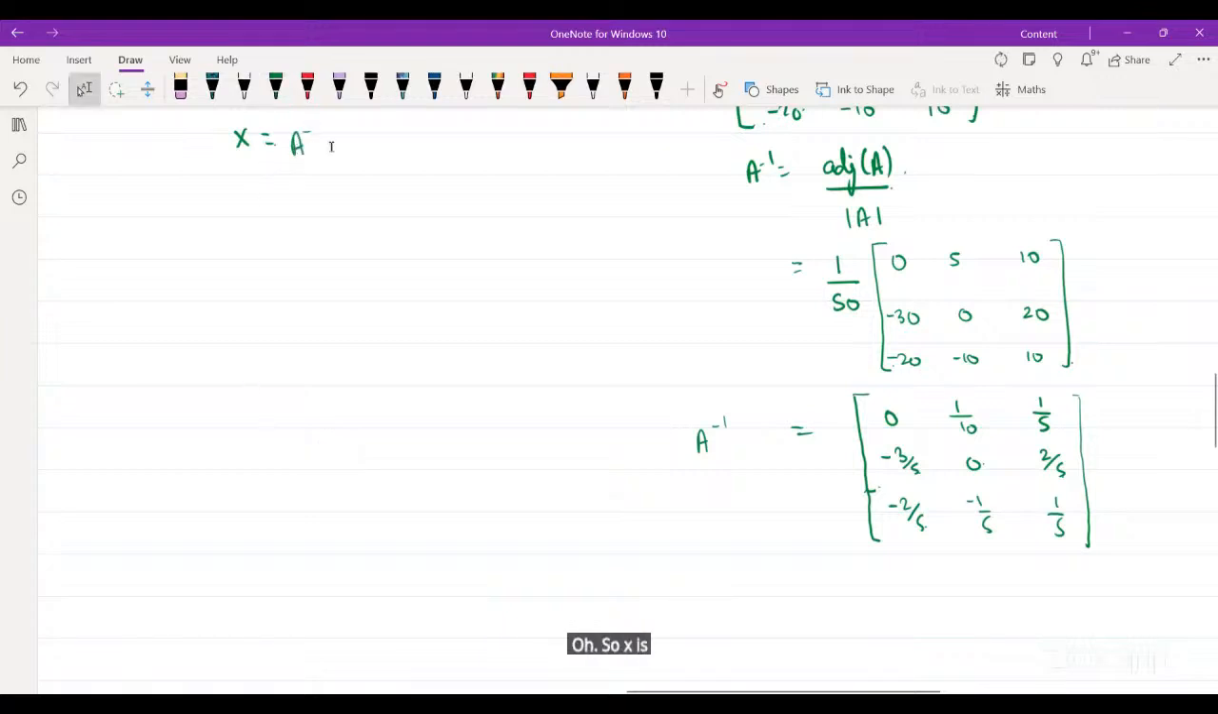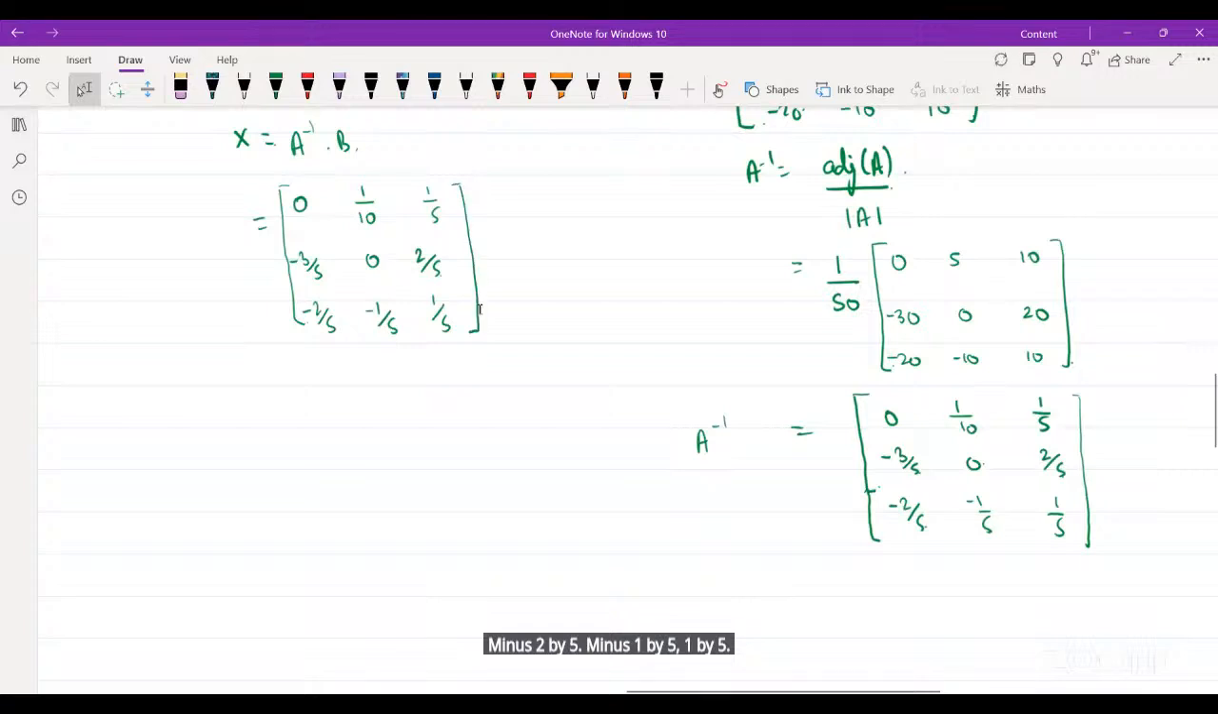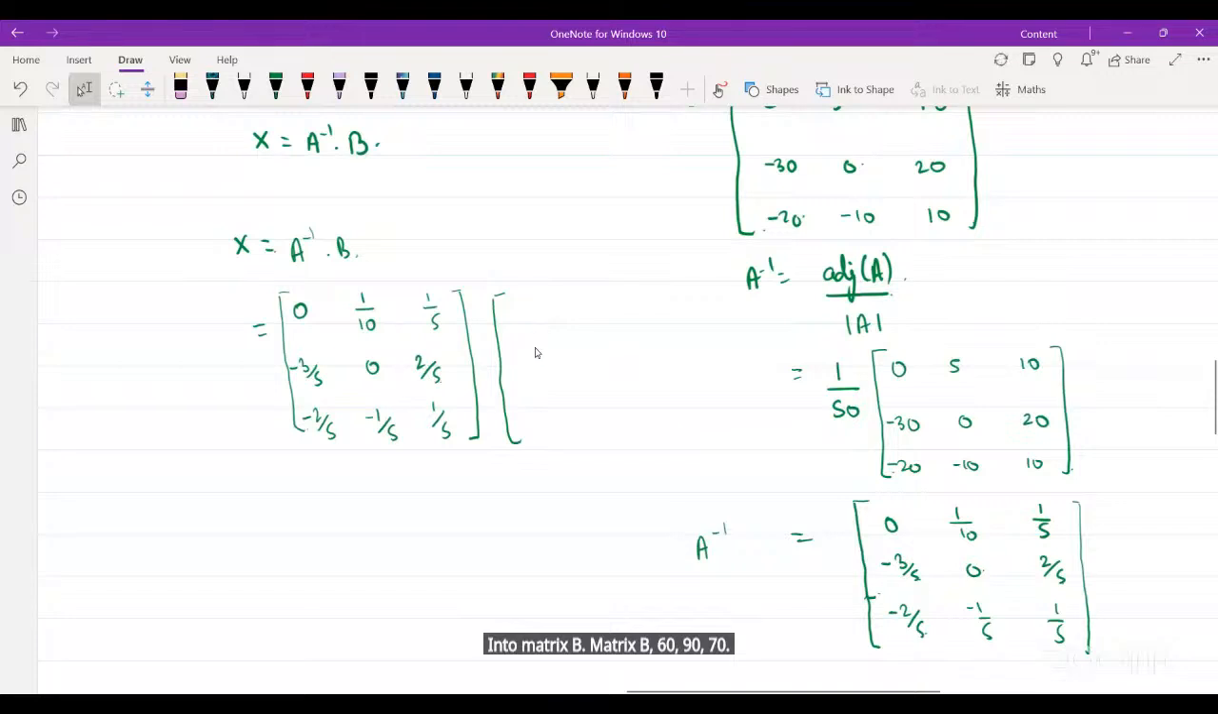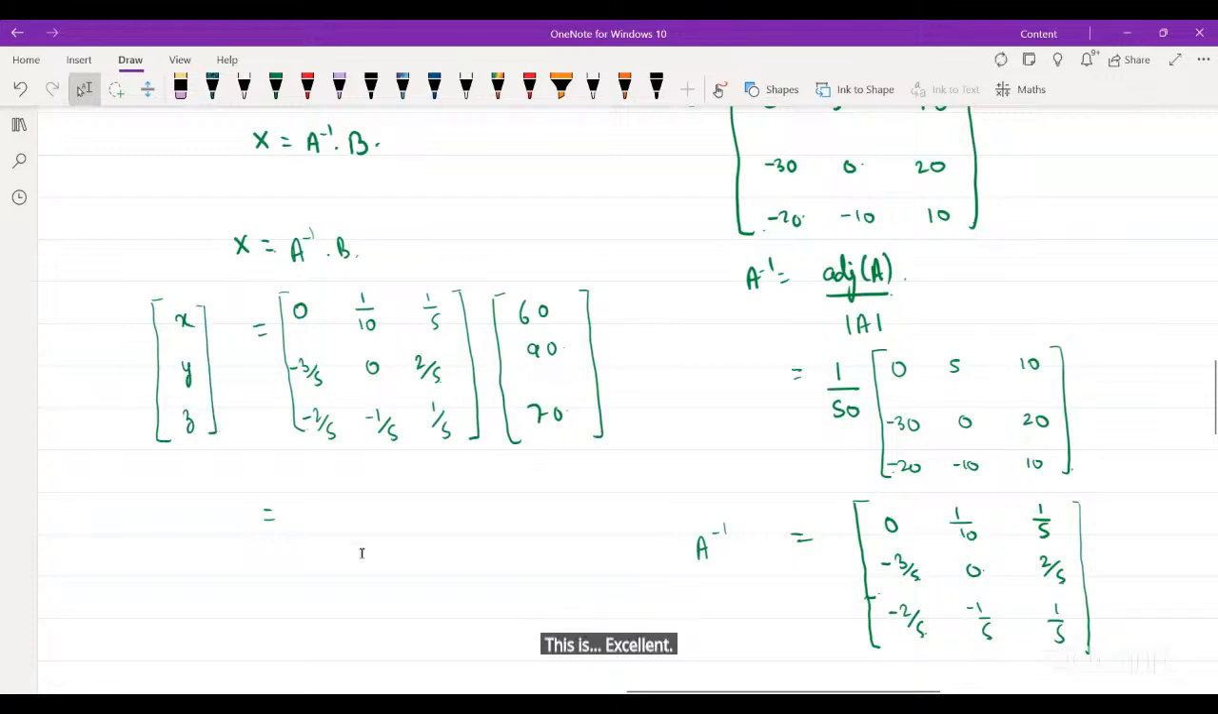So x is equal to A inverse into B, right? This means what is A inverse? 0, 1 by 10, 1 by 5, minus 3 by 5, 0, 2 by 5, minus 2 by 5, minus 1 by 5, 1 by 5. Into matrix B. What was written as matrix B? 60, 90, 70. Okay, this is x, y, z. Come on, what do you get on solving, son? This is 3 by 3. This is 3 by 1. So the resultant matrix will be of order 3 by 1. Correct?